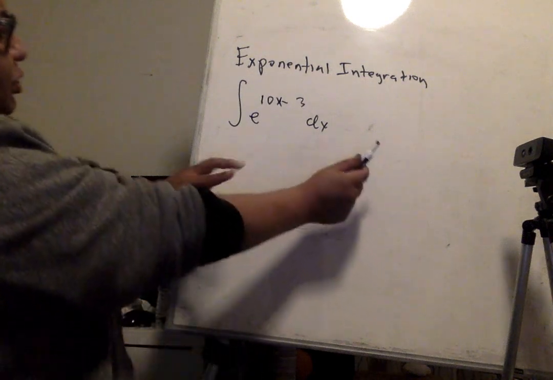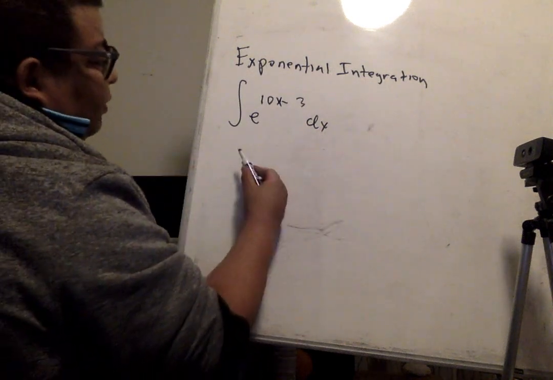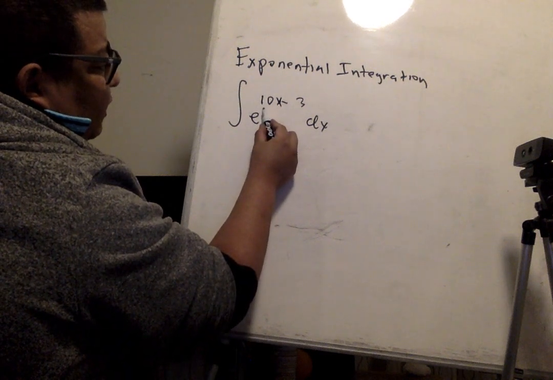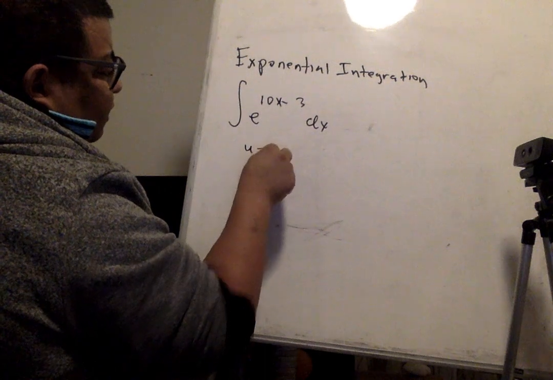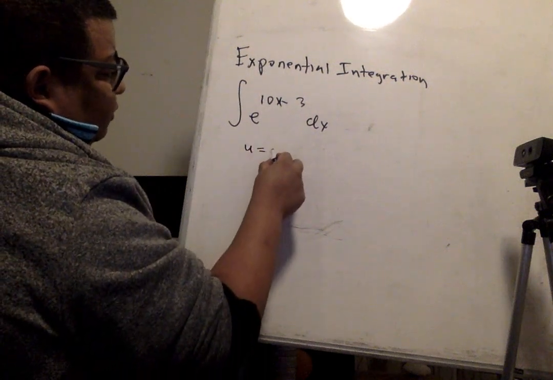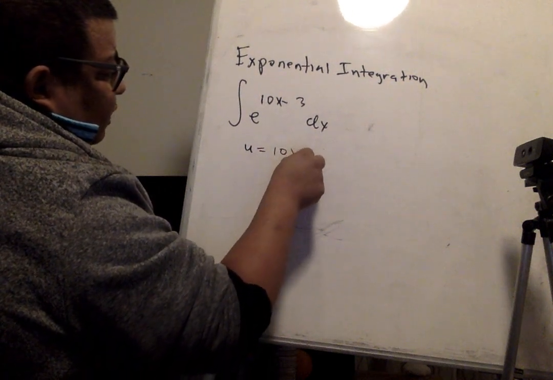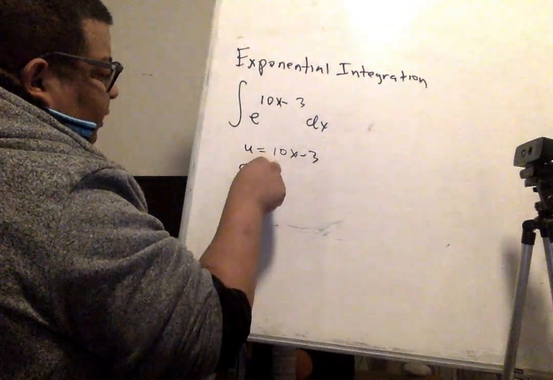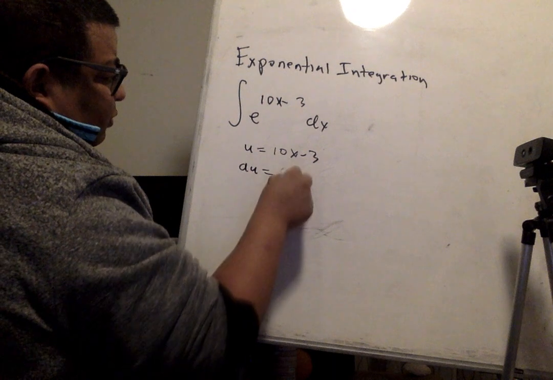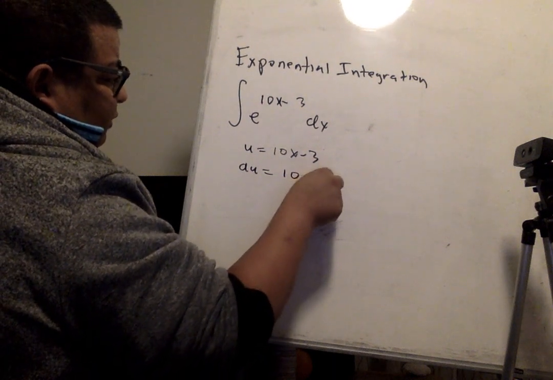So we're going to use substitution. The first step is to let the inner function of e equal u, the substitution. We're going to do substitution. So let u equals 10x minus 3. So we let du equals 10 dx.